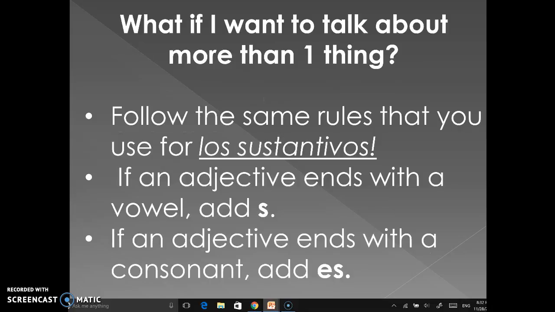Finally, what do I do if I want to talk about more than one thing? You follow the exact same rules that you use for los sustantivos, in that if an adjective ends with a vowel, most commonly A, E, or O, you add the letter S to make it plural. If an adjective ends with a consonant, you're going to add the letters ES to make it plural.